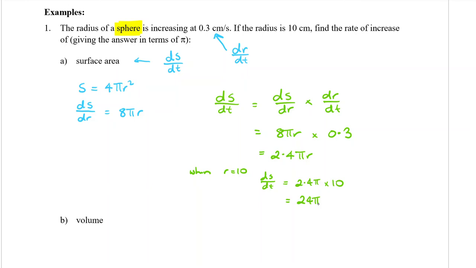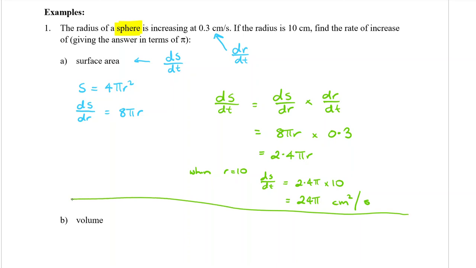Now, we should include units in our answer, and we can work out the units from our derivative over here. The thing on top is the surface area. What are the units of surface area? Yes, so this will be centimetres squared per... On the bottom we have time, and my units for time are seconds. So there it is, there's my answer.